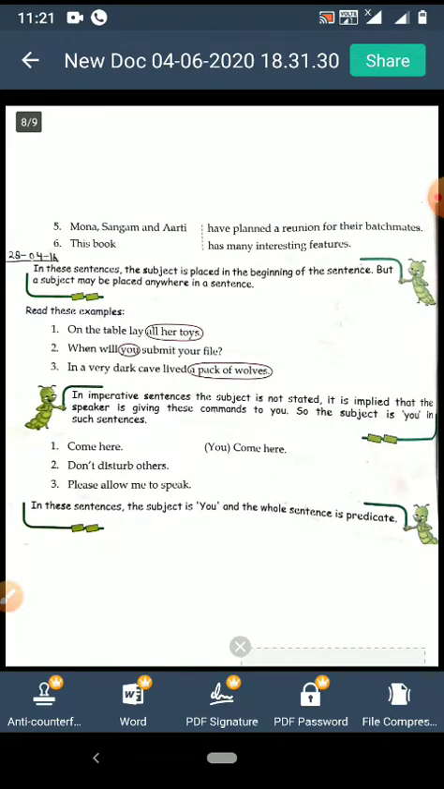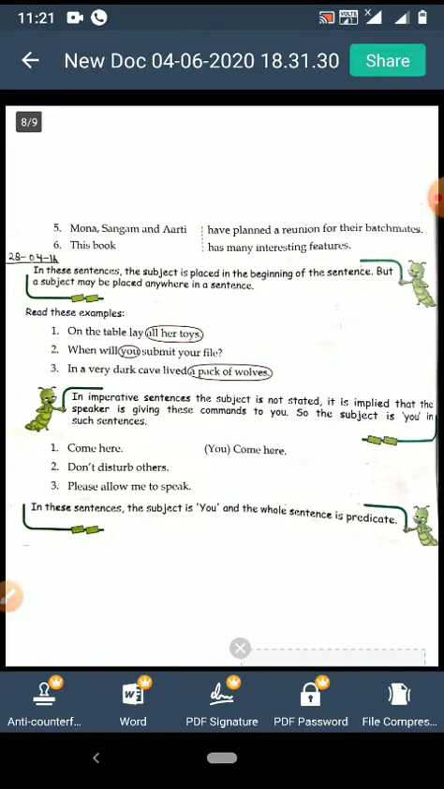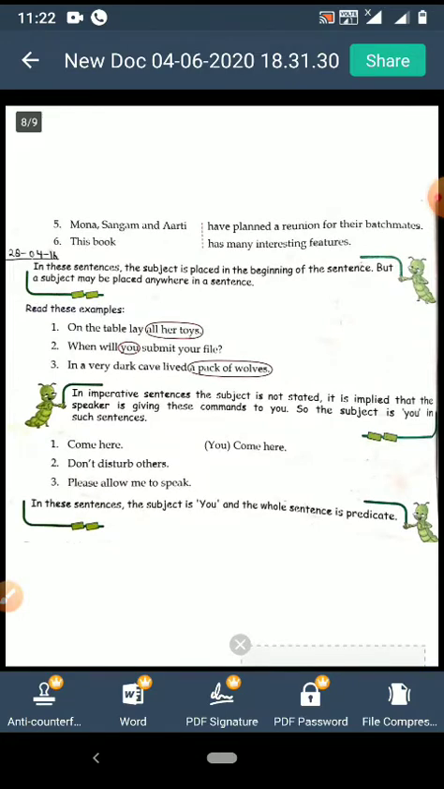Third, in a very dark cave lived a pack of wolves. Now, who lived in a very dark cave? The answer would be a pack of wolves. So, pack of wolves is the subject, while the rest of the sentence is the predicate.